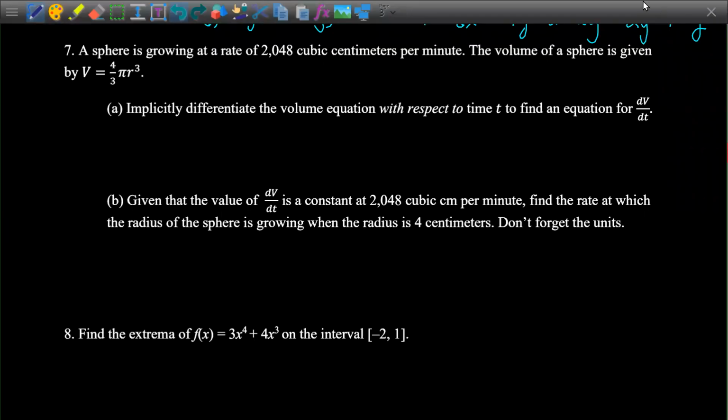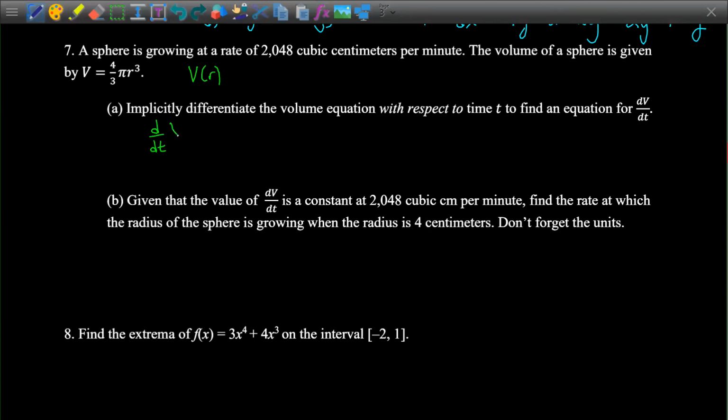Number 7: a sphere is growing at a rate of 2,048 cubic centimeters per minute. The volume of a sphere is given by the formula shown there. And by the way, this is going to be V of R, V is a function of R. Implicitly differentiate the volume equation with respect to t. So we are looking for d/dt of this function V, a function of R.